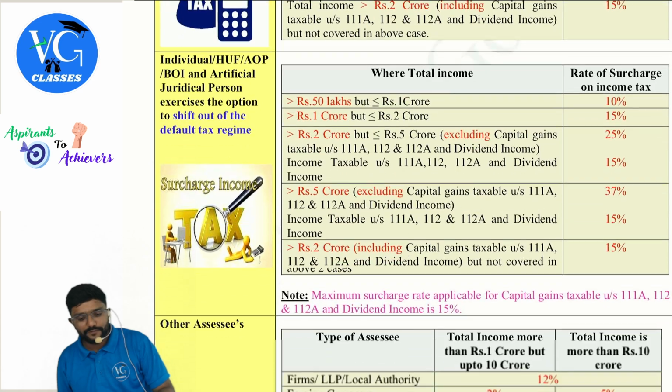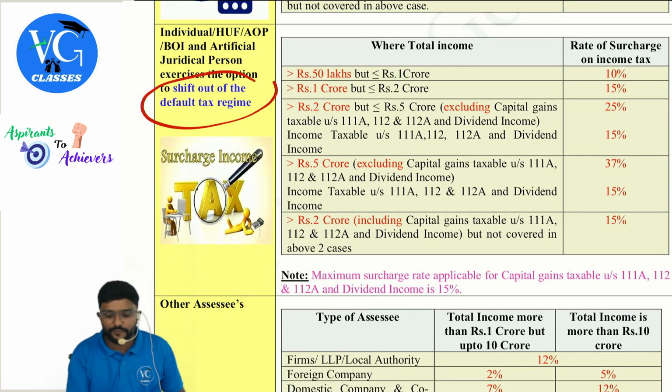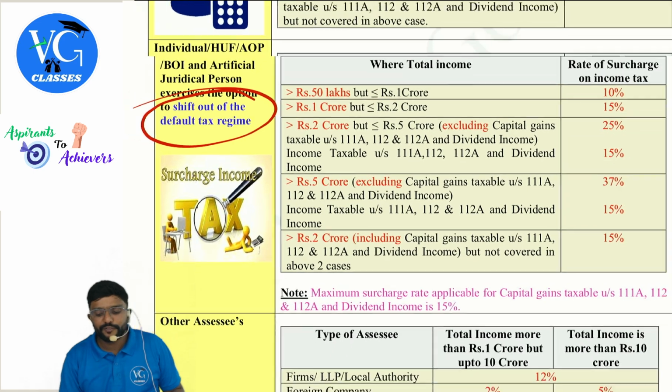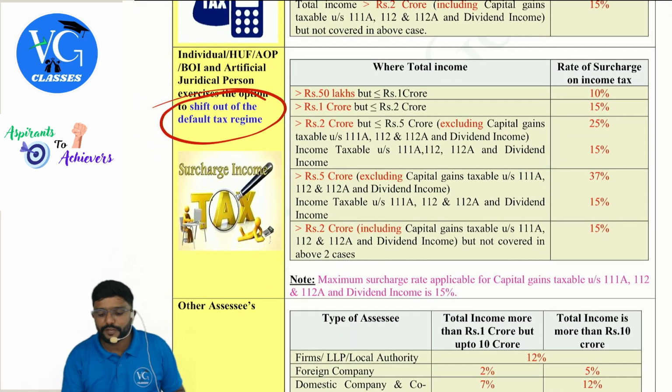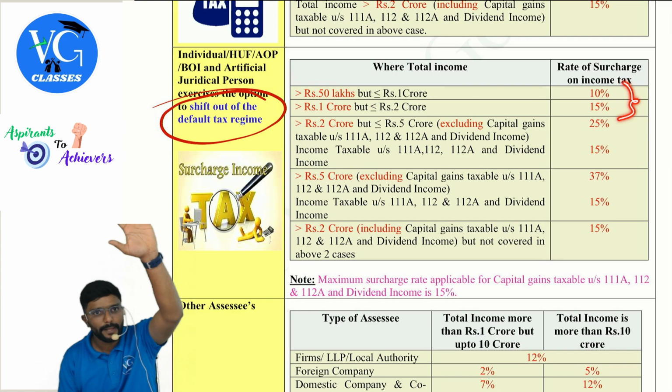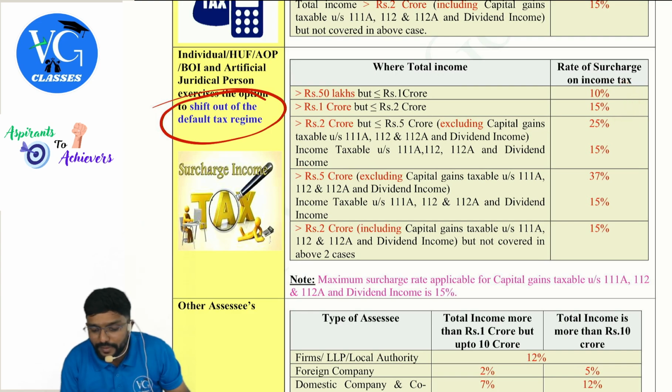Now, sir, what if the same set of people are shifting out of the default scheme and following the optional scheme? Almost the same with one minor change. Up to 50 lakh, no surcharge guys. More than 50 lakh up to 1 crore, 10%. More than 1 crore up to 2 crore, 15%. Same till here.